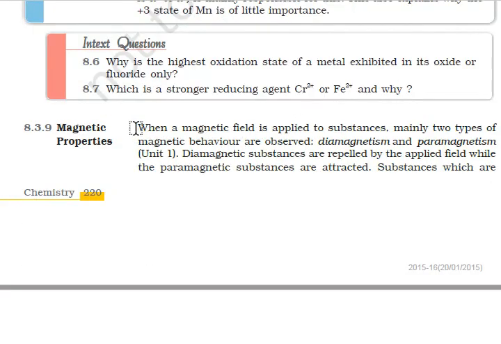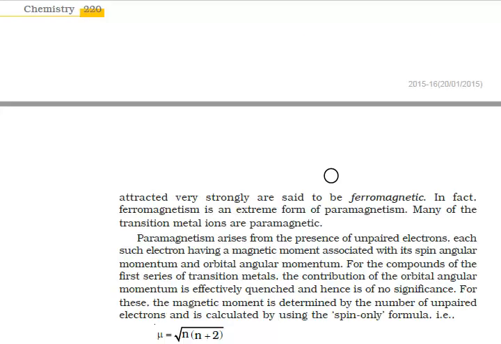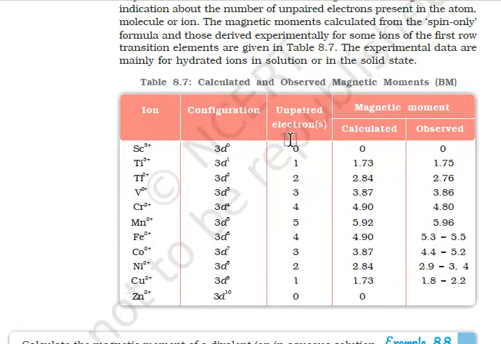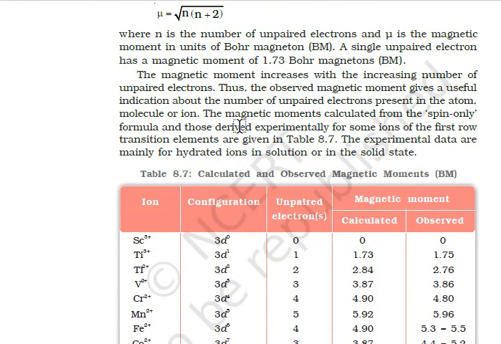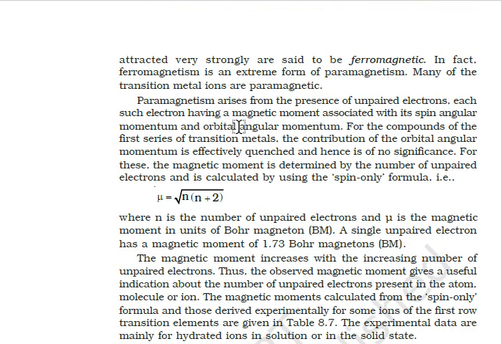When a magnetic field is applied to substances, mainly two types of magnetic behavior are seen: diamagnetic and paramagnetic. Diamagnetic substances are repelled away by the magnetic field, and paramagnetic substances are attracted by the magnetic field. In the case of 3d elements, we can see that they have variable nature towards their paramagnetic or diamagnetic behavior.